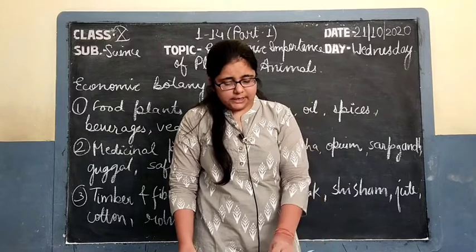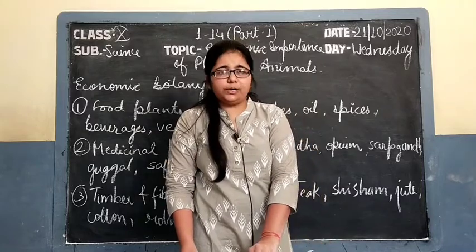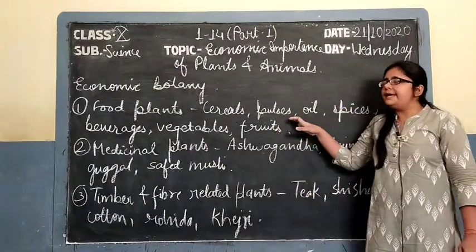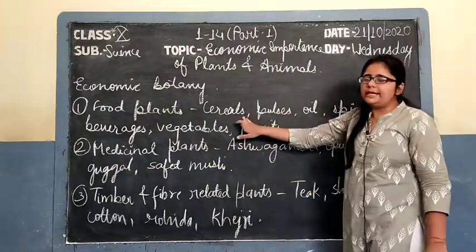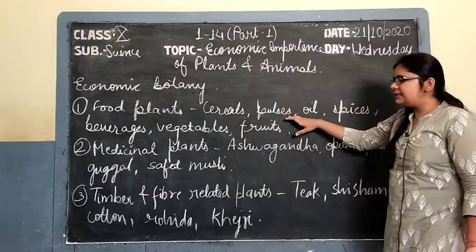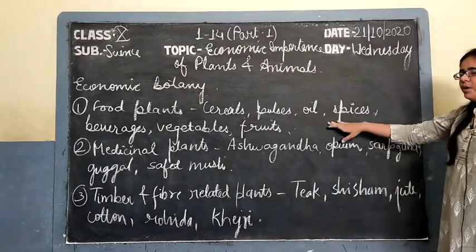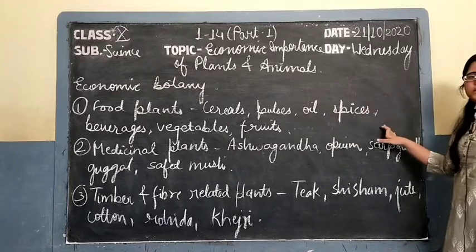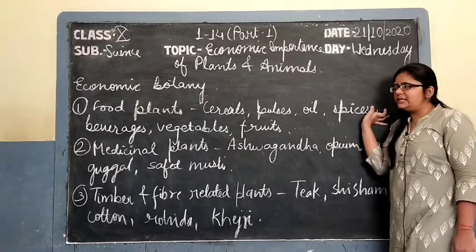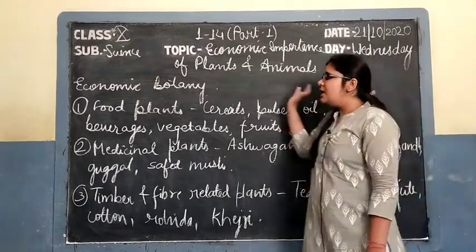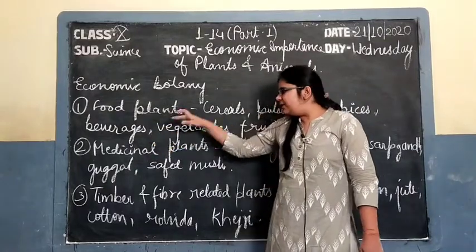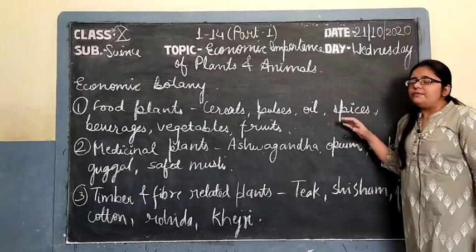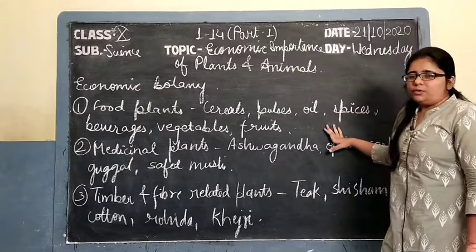So in today's class we have discussed the economic importance of plants, basically the three categories. First of all, food plants, in which cereals have starch as a respiratory substrate, then pulses having protein content, oils having fatty acids, hydrocarbons and esters, spices having nutritional qualities as well as improving the taste of food, then beverages, tea and coffee, vegetables and fruits, and the various plant parts from which vegetables and fruits are obtained.